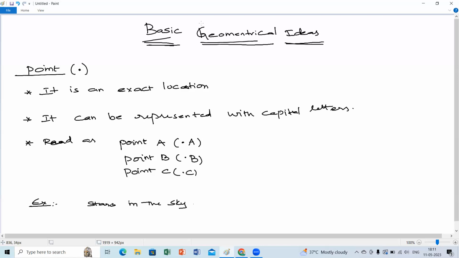We will write. So can I clear, children? Monish, can I clear the screen? No, ma'am. Okay. Line segment. Next point is line segment. Line segment has fixed endpoints.